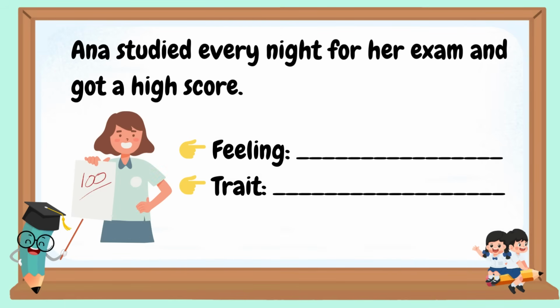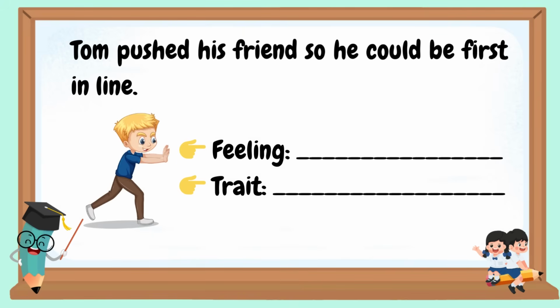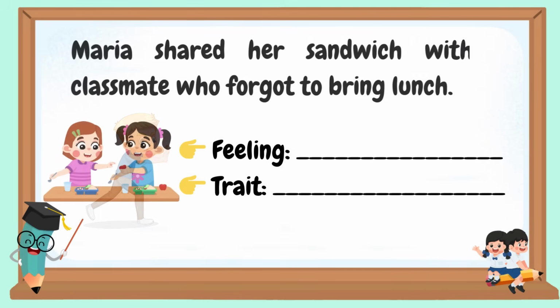Anna studied every night for her exam and got a high score. Her feeling is, and her trait is. Tom pushed his friend so he could be first in line. The feeling is, and the trait is. Maria shared her sandwich with a classmate who forgot to bring lunch. The feeling is, and the trait is.